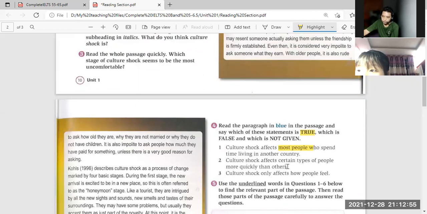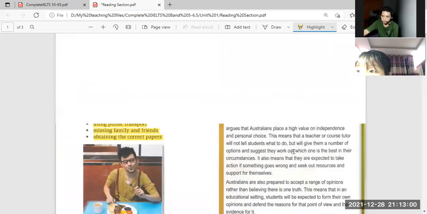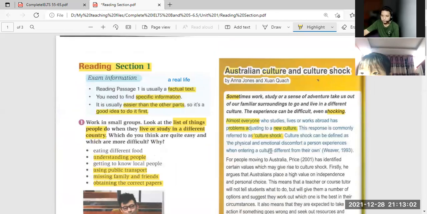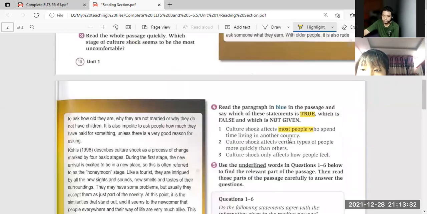True. It is true because almost everyone who studies or lives or works abroad has problems in adjusting to a new culture. This response is commonly referred to as culture shock. So this culture shock affects most of the people who live, study or work abroad. Abroad means in another country.